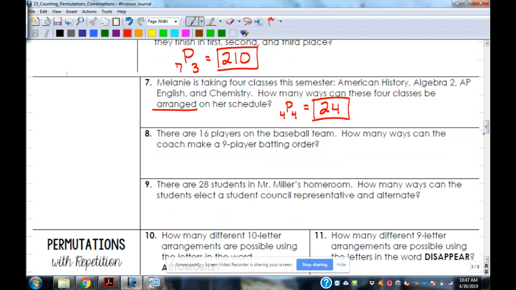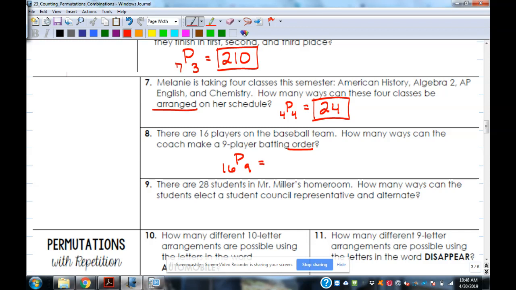Number 8, say we have 16 players on the baseball team. How many ways can a coach make a 9-player batting order? We're assuming that they all are decent players or we all are horrible. It doesn't matter. So 9-player batting order. So batting order, that word order tells me that order matters. It's a permutation. So 16 players, permutation 9.